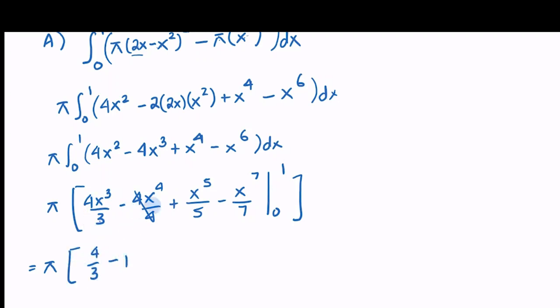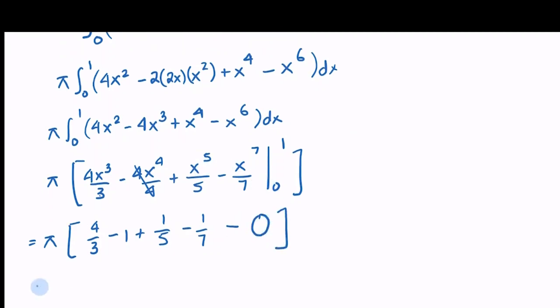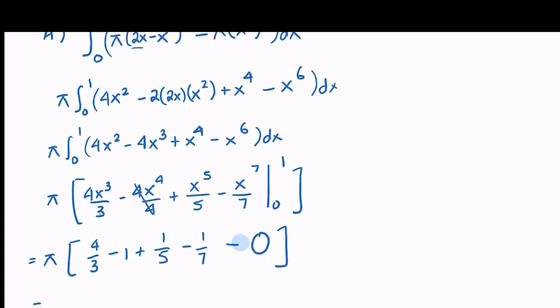This is just going to be minus 1, because 1 to the 4 is just a 1. This is going to become 1 over 5. This is going to be 1 to the 7, which is a 1, divided by 7. Minus, we plug in zeros. Everywhere we have an x, if we plug in a 0, everything is just going to evaluate to 0. So we just have to go ahead and simplify this.